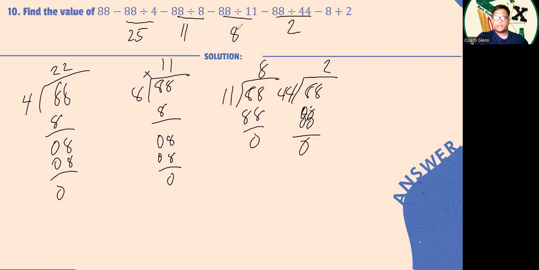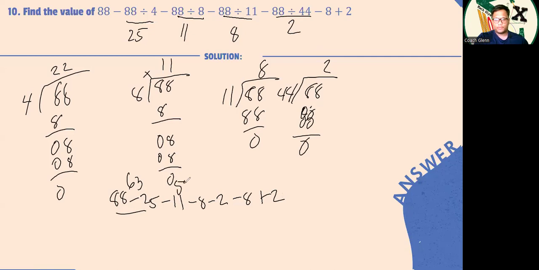So after that, let's rewrite our equation. So we have 88 minus 22 minus 11 minus 8 minus 2 minus 8 plus 2. Now we just solve from left to right since this is subtraction and addition. So 88 minus 25, let's do that first. That's equal to 63. Next, we have 63 minus 11, that's equal to 52.